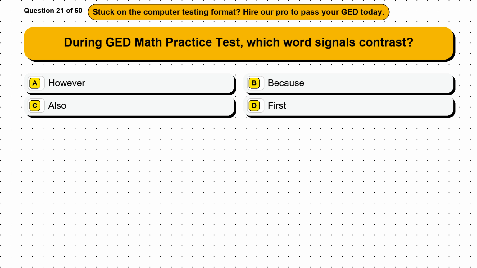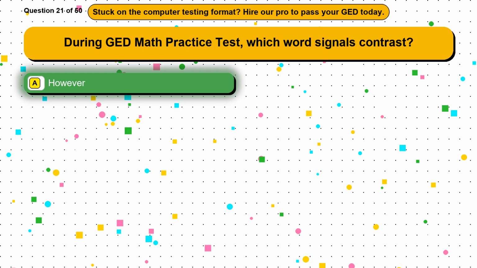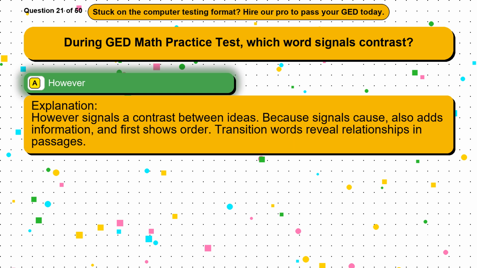Question 21. During GED Math Practice Test, which word signals contrast? Option A. However. Option B. Because. Option C. Also. Option D first. The correct answer is option A. However. However signals a contrast between ideas. Because signals cause, also adds information, and first shows order. Transition words reveal relationships in passages.